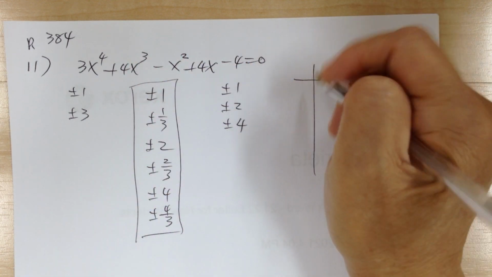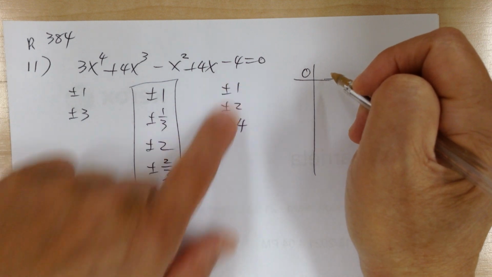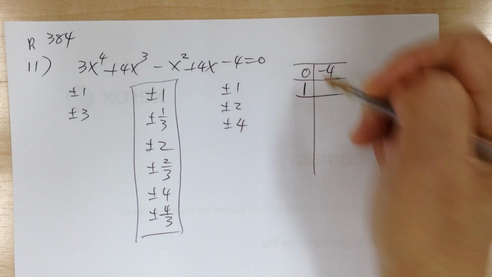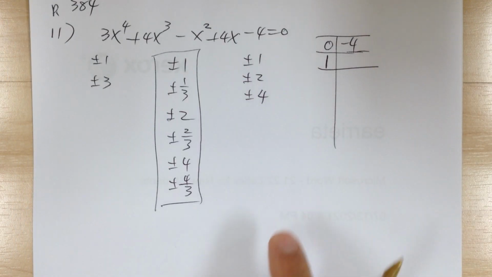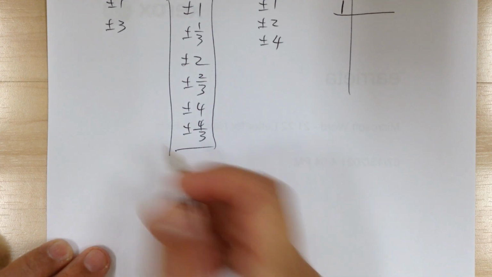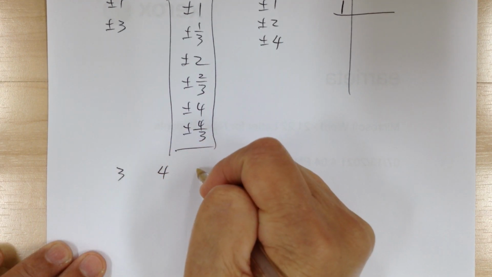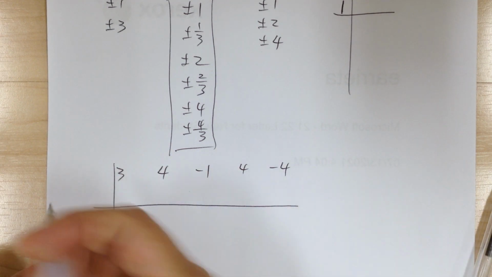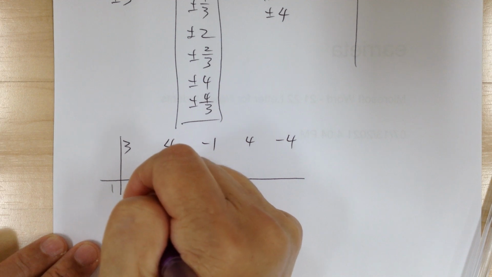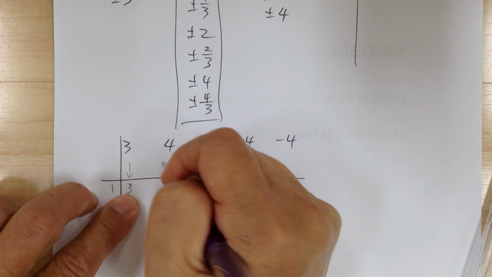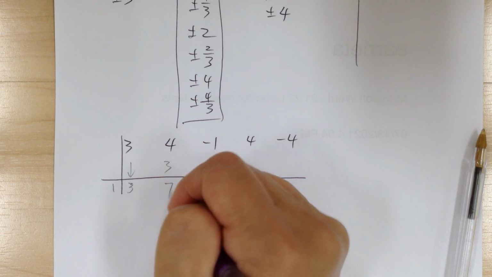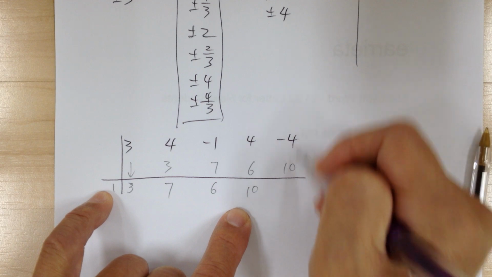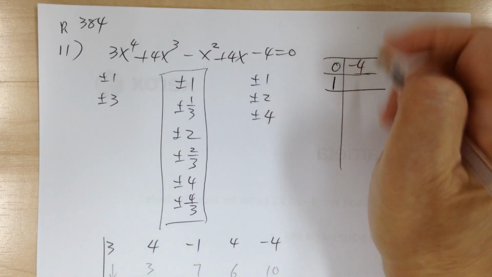And so the first number I'm going to try is always 0. So put 0 in here, you're going to get negative 4. And the next number I'm going to try is 1. So again, you always start with that. That will kind of give you what direction you want to go. So you got 3, 4, -1, 4, -4. Switch over to the pencil, so you can try 1. So you drop, multiply, you add, multiply, you add, multiply, you add, multiply, you add. So when I try 1, I get 6.